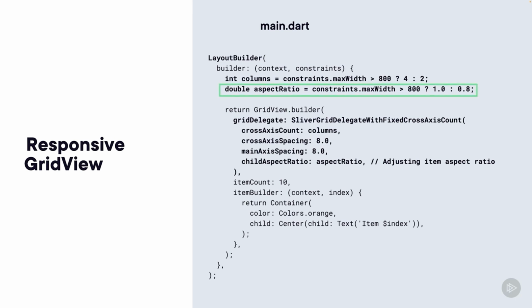In this version, we not only adjust the number of columns, but also the aspect ratio of the grid items. For larger screens, we set the aspect ratio to 1 to make the items more square. And on smaller screens, we use 0.8 to make them more rectangular. We've also added spacing between the grid items for a cleaner look. All right, let's see that in a demo.